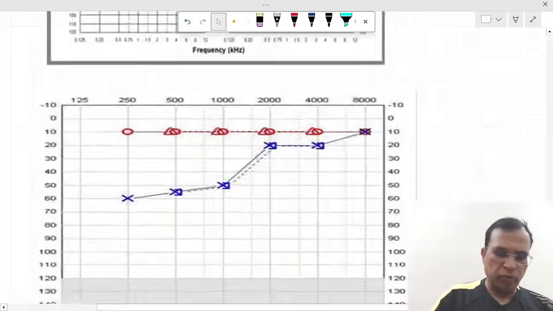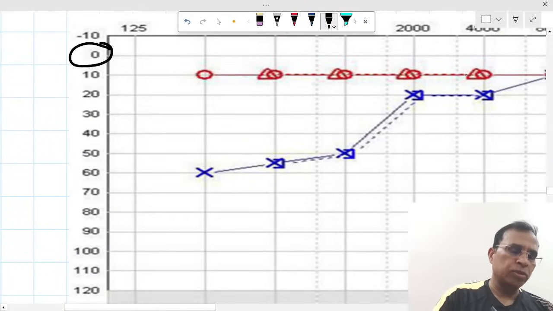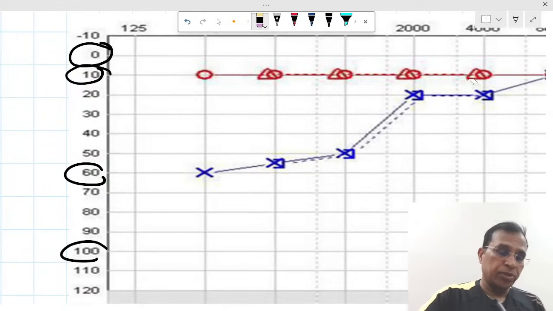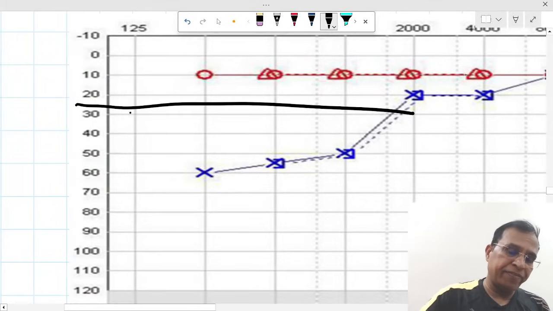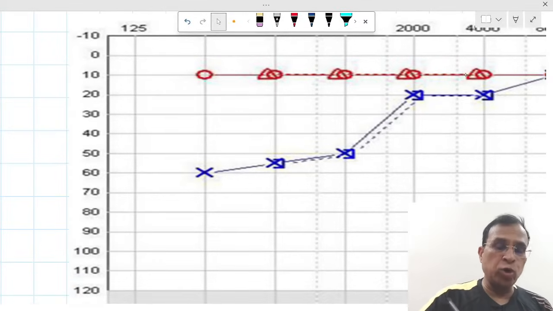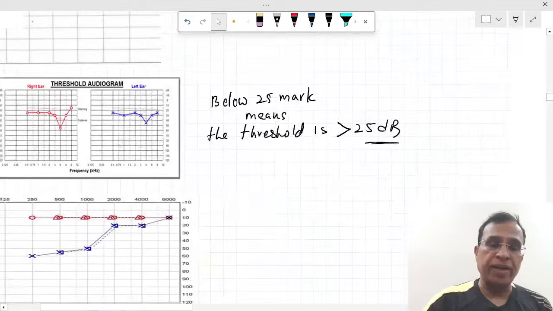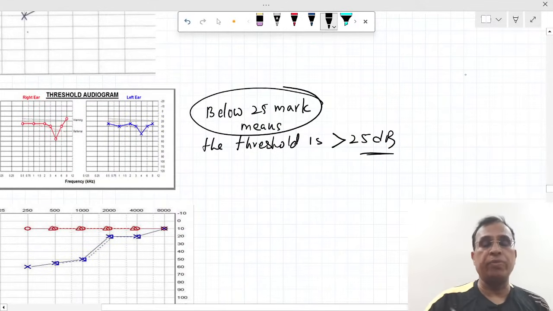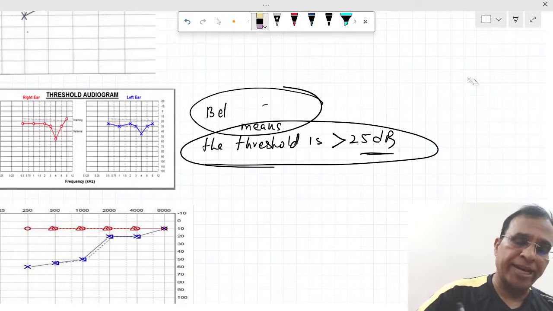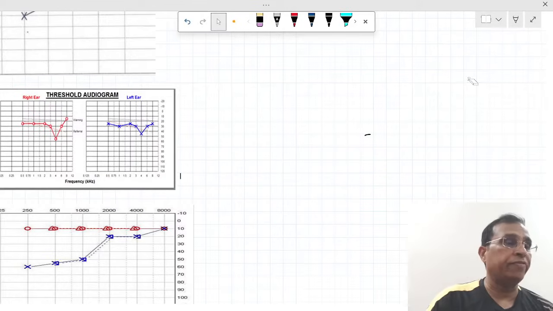Because in audiometry, if you look at the audiogram, it is going the reverse. This is 0, this is 10, this is 60, this is 100, it is upside down. So below 25 means more than 25. The below 25 mark, this is a mark. So when I say below 25, I mean the mark is 25. Below that means the threshold is more than 25. This is diagnostic of hearing loss. If the mark is below 25, the threshold is more than 25.